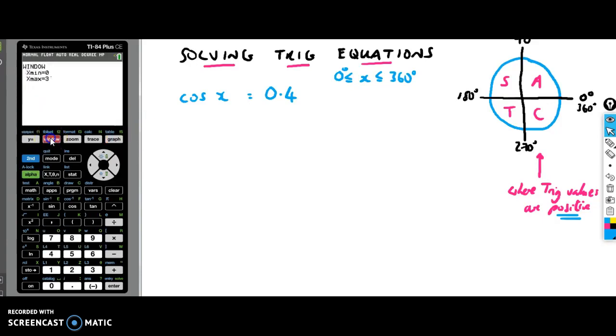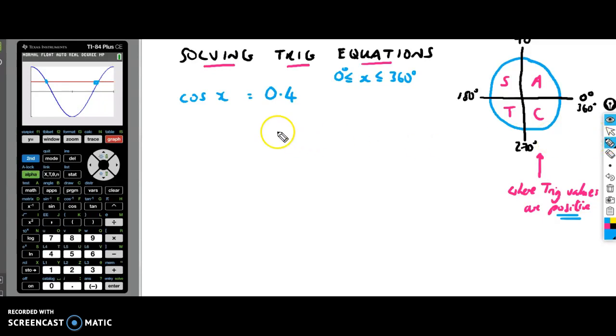Notice that we're only looking at a window between 0 and 360 because that's what the question says. But really, we know that the graph continues on forever in both a positive direction and a negative direction. So there's an infinite number of answers that are true for cos x equals 0.4. In this case, all that we are interested in is this value here and this value here. Okay, so how do we find them?